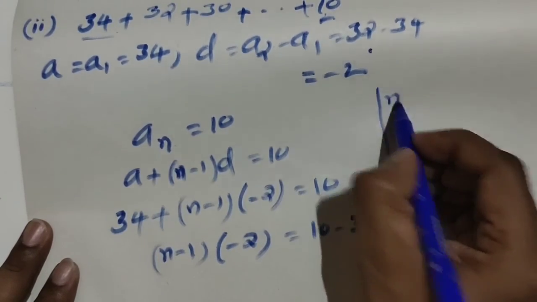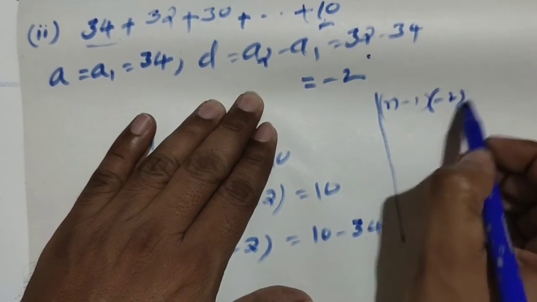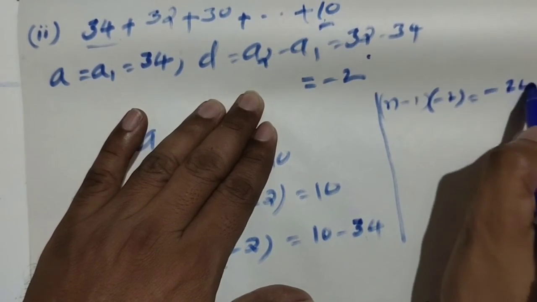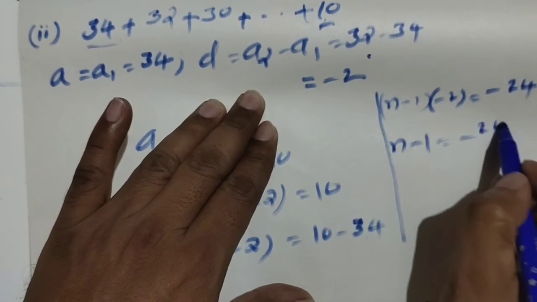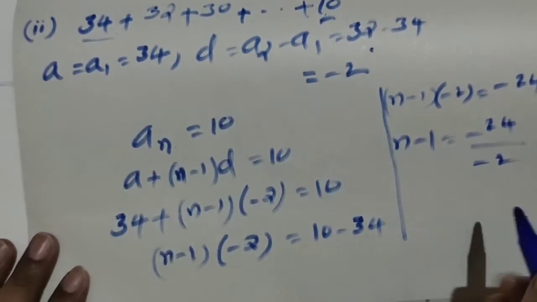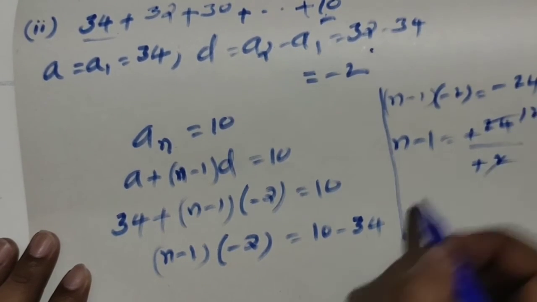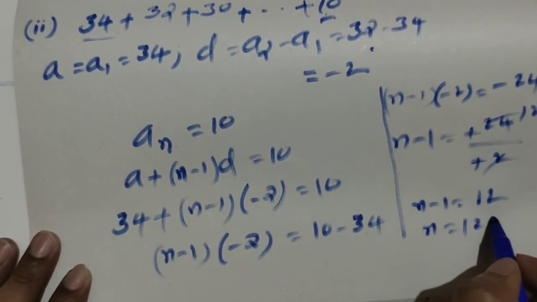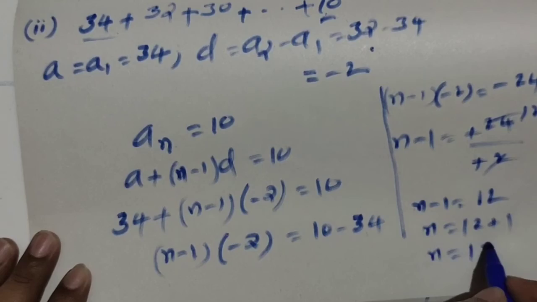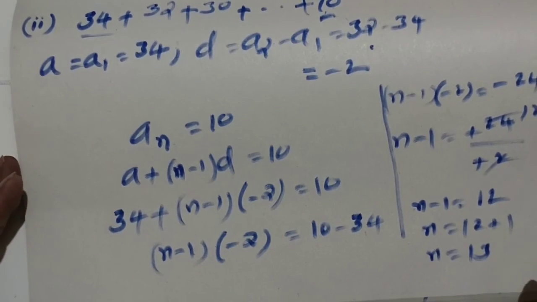Then n minus 1 into minus 2 is equal to minus 24. Now take this minus 2 that side. Simply we get minus 24 by minus 2. Now by cancellation we get 12. So n minus 1 is equal to 12. n is equal to 12 plus 1. n is equal to 13. That means in this progression we have 13 terms.